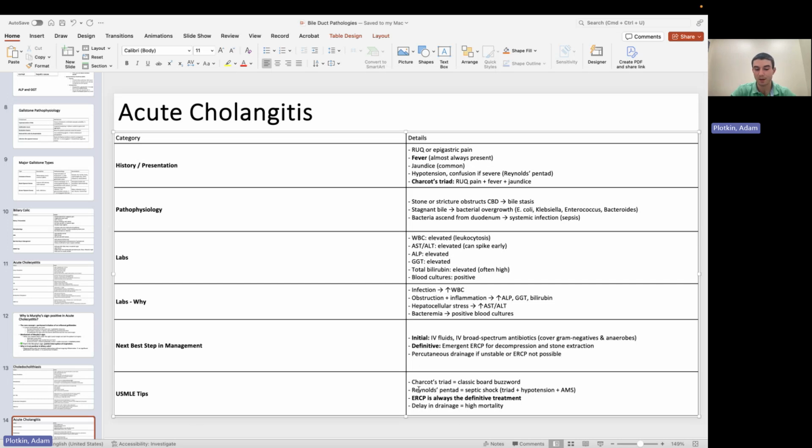So USMLE tips, again, look for Charcot's triad. They're not going to tell you Charcot's triad: fever, right upper quadrant pain, jaundice. Reynolds pentad, we're thinking about sepsis and septic shock, so think about hypotension and altered mental status. ERCP is always a definitive treatment. Delay in drainage will lead to high mortality. They've shown that in studies.